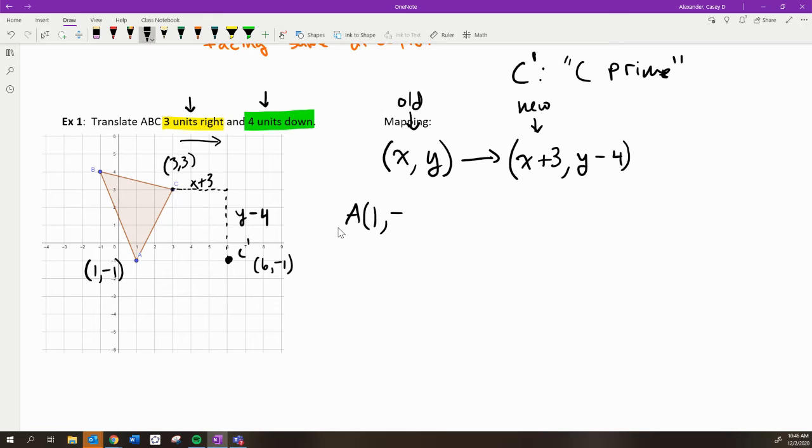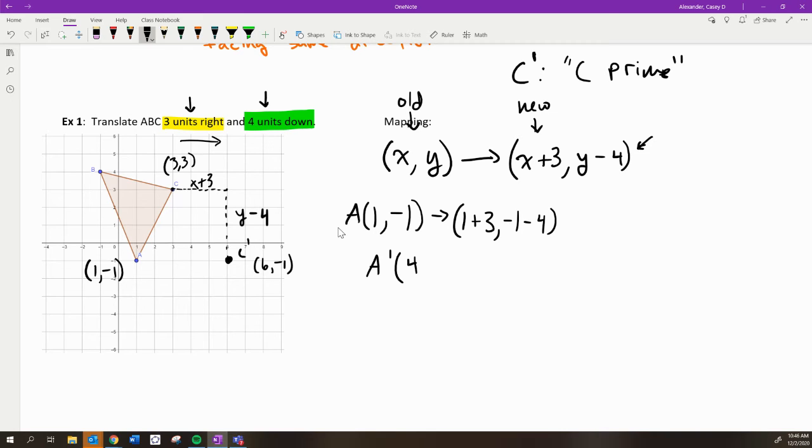So if I take A, which is at (1, -1), and I run it through the mapping, I would take the X coordinate, which is 1, and I would add 3 to that. I would take the Y coordinate, which is -1, and I would subtract 4 from that. I'm just using these as instructions. X plus 3, 1 plus 3, Y minus 4, -1 minus 4. And then I can figure out where my A prime is by just doing this simple math.